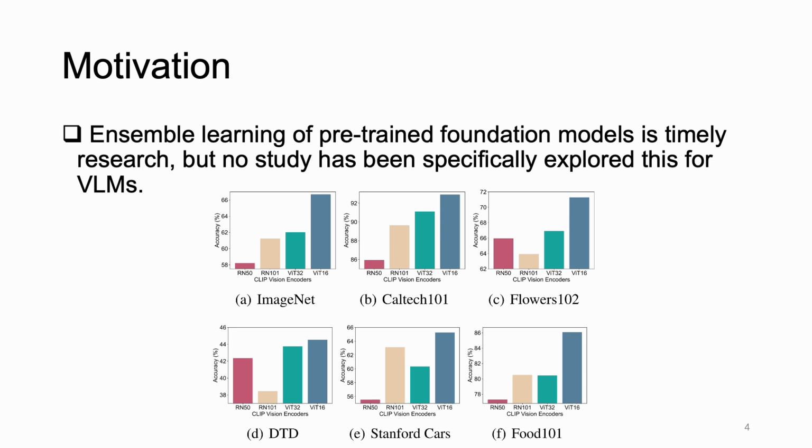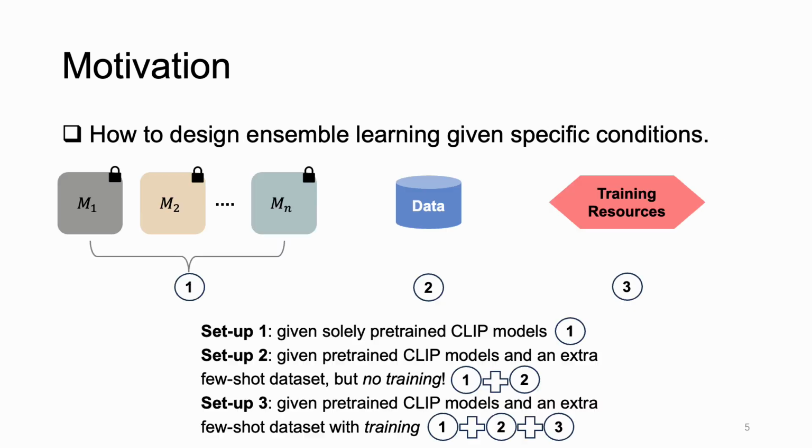Especially we focus on different scenarios. Specifically, there are three practical scenarios. As I illustrate here, we have three conditions: one is the CLIP models, the second is the small dataset, and the third is the training resources. In the first setup, we consider that there are only the pre-trained CLIP models. So how to do ensemble learning in such a scenario?